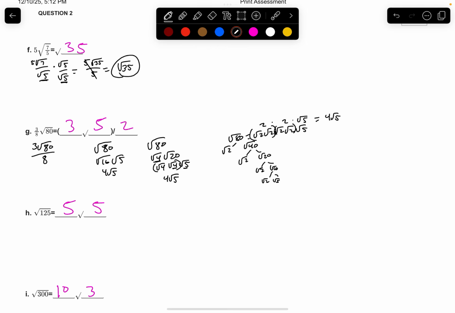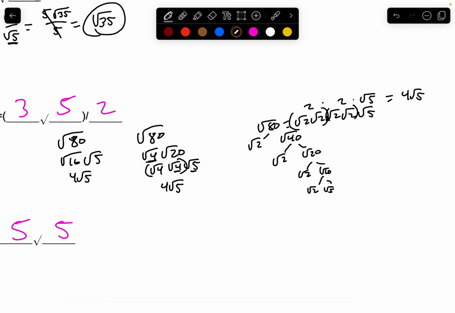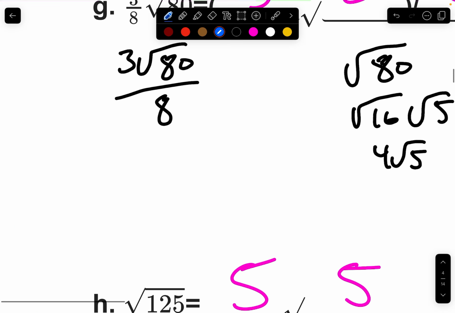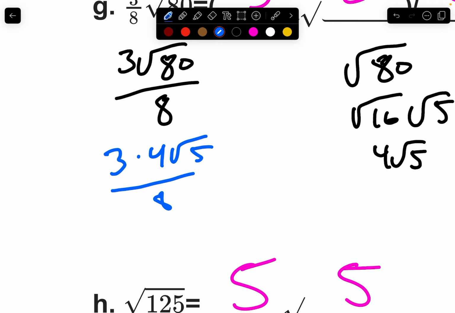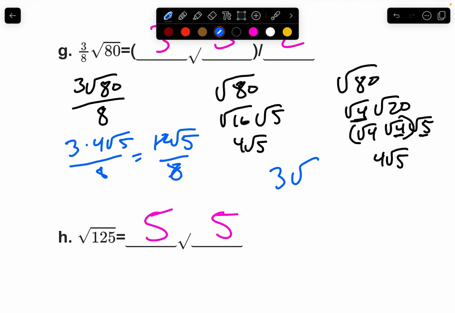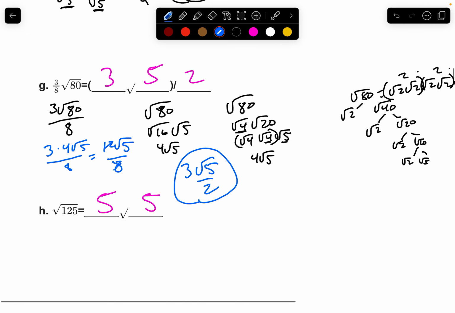I don't know why I chose that one to show all the different ways, but there we go. That's all the different ways that we've talked about. No matter how you do it, you get 4 root 5. So let's rewrite this. 3 times 4 root 5 over 8 would be 12 root 5 over 8. Well, then we have to reduce. 12 over 8 reduces to 3 over 2. So this is 3 root 5 over 2 when you finish the job.